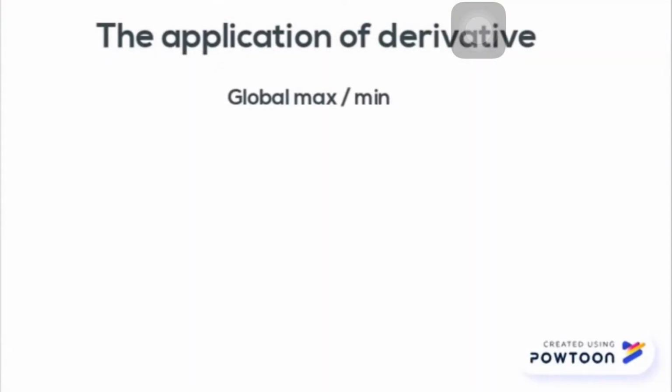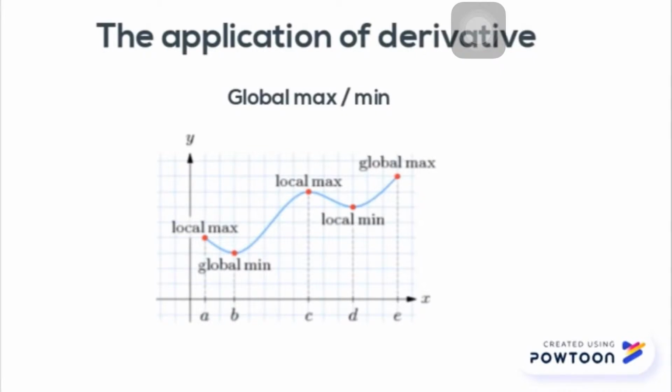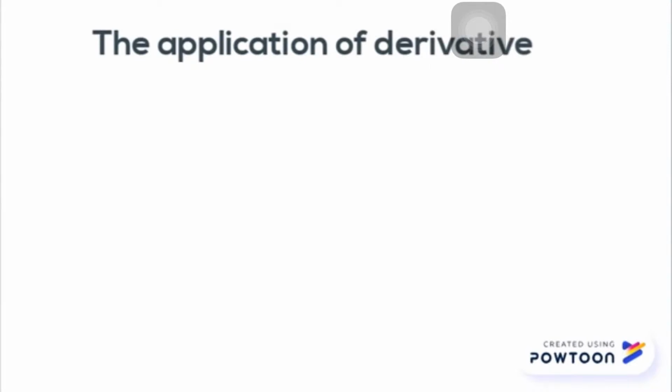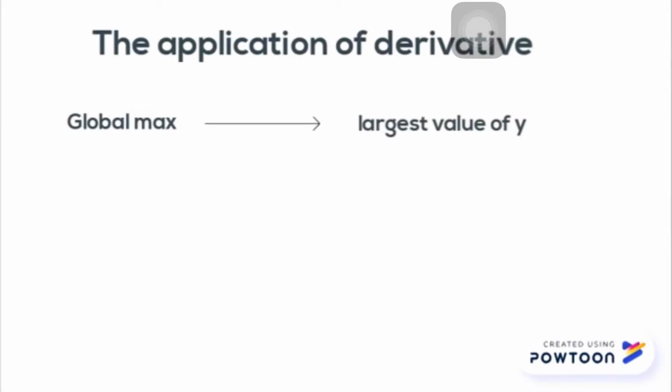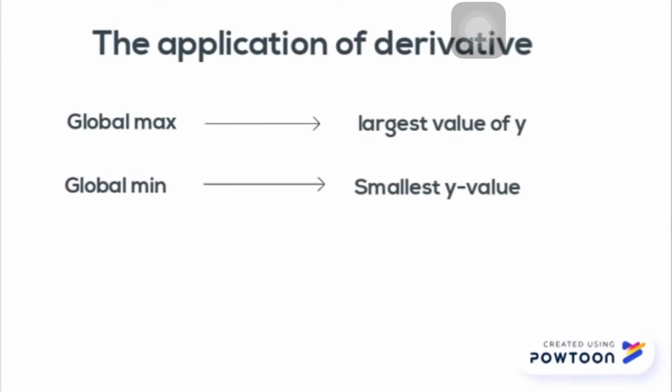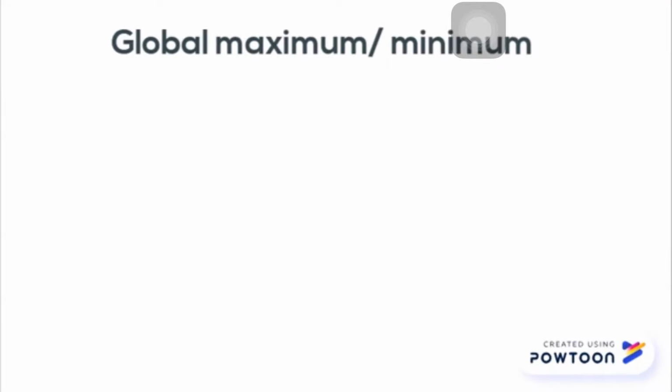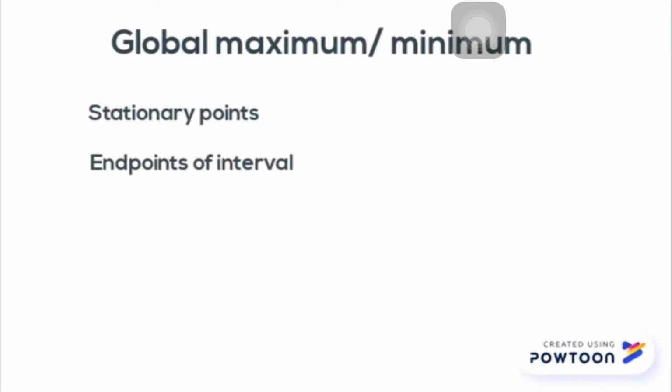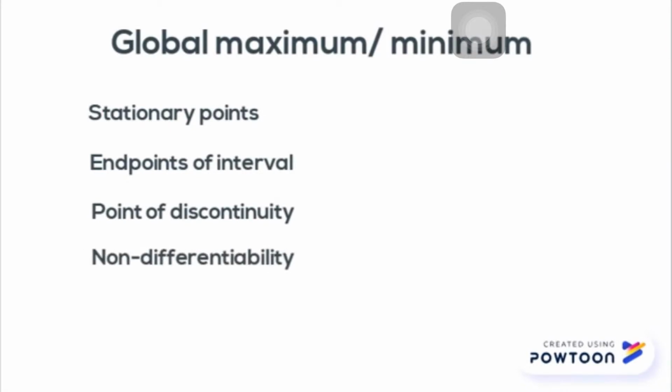In the function graph, there are some special locations known as global maximum and global minimum. On a closed interval, global max presents the largest value of y on the function, and inversely, global min is the smallest y value. Global maximum or minimum normally occur at the stationary points, the endpoints of interval, the points of discontinuity, and the points of non-differentiability.